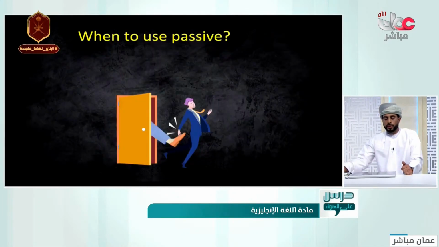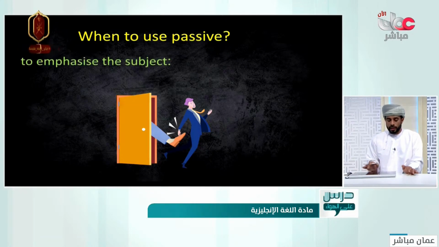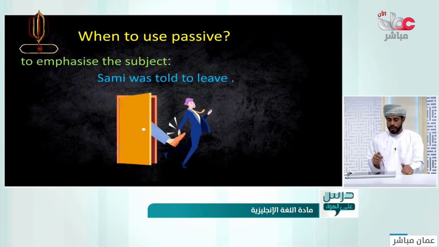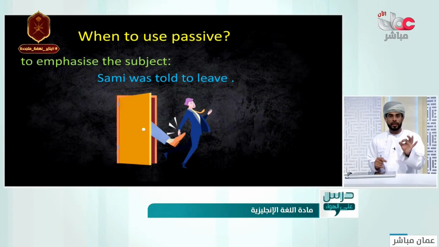Now, when to use the passive? As you can see from the picture in here, this one was kicked out or was asked to leave. We use it to emphasize the subject, that the person received that action, or that it happened to that one. Like in here, Sami was told to leave. Not Ali, not Muhammad, Sami was told to leave. So to emphasize the subject.